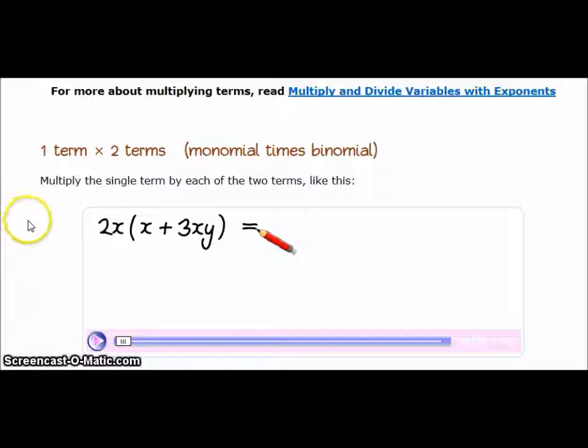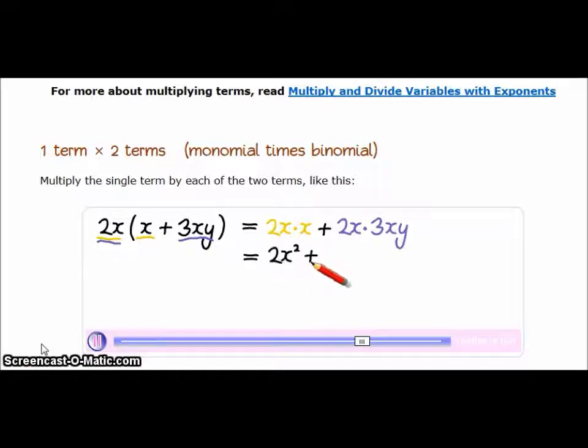To multiply one term by two terms, in other words, one monomial by a binomial, all you need to do is multiply one at a time, one term at a time. 2x times x first, and then 2x times 3xy. Look, 2x times x plus 2x times 3xy. And then simplify each multiplication separately. 2x times x is nothing more than 2x squared, and then this product becomes 2 times 3, that's 6. First the constants, and then the variables. X times xy, it's x squared y.